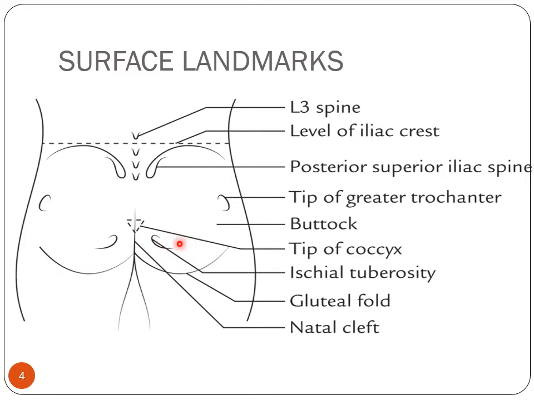It is vertically below the posterior superior iliac spine and at a lower level than the tip of the coccyx. These are the ischial tuberosities.